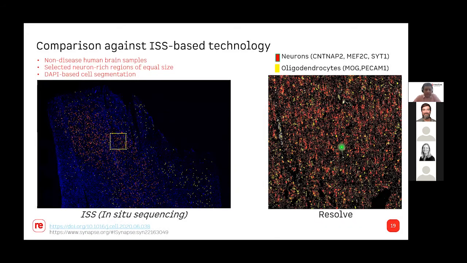So just to give you a brief final argument about the final data set on the human tissue. We compared also the data set with the in situ sequencing data that was published recently. We obtained the data from the website, which is highlighted here. So we compared molecular cartography to the ISS-based technology. These are non-disease human brain samples, so there is no pathology in this case. We have selected only neuron-rich regions of equal size, and the segmentation is of course DAPI-based. We had about 28 genes common in both data sets. For example, for neurons, we had CYT1, oligodendrocytes, MOG, and so on.